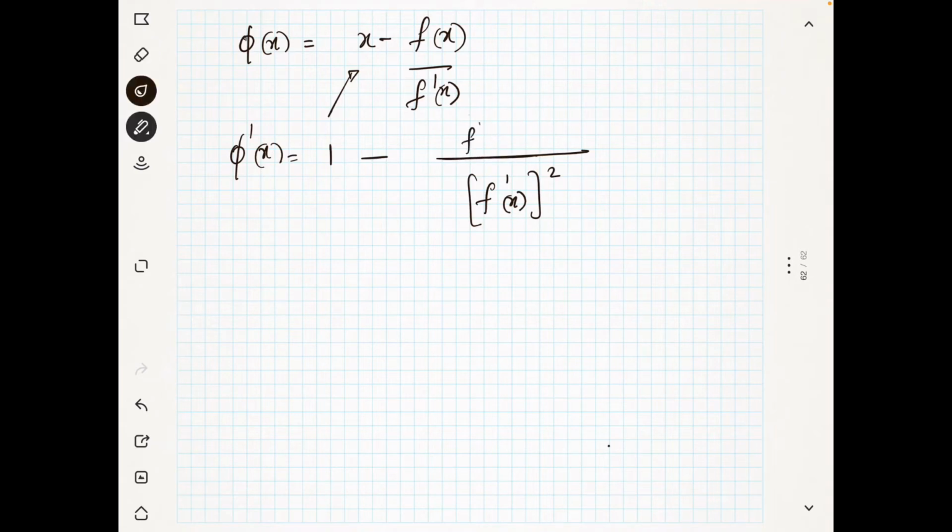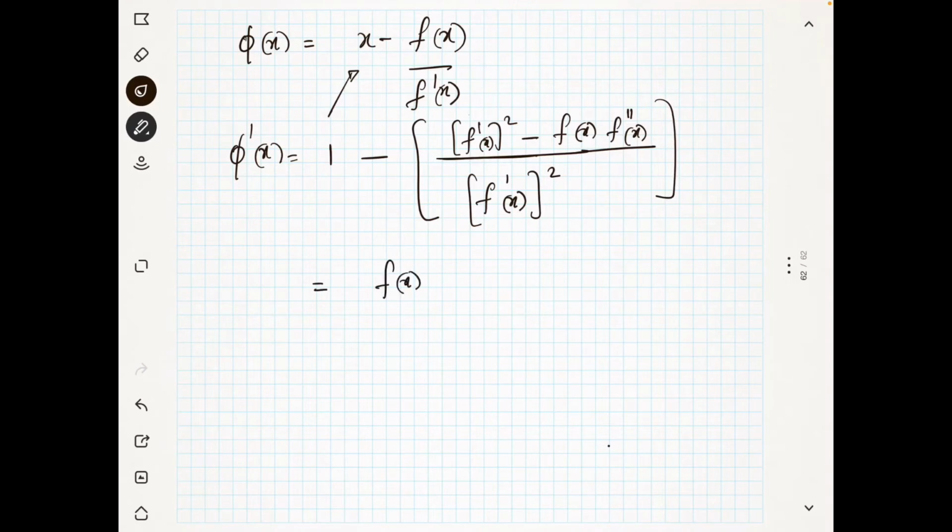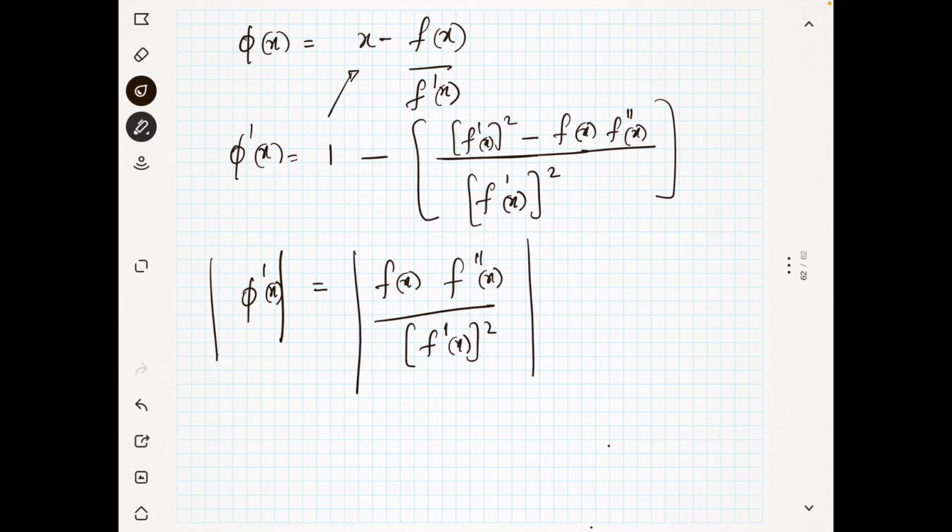So f dash of x the whole square minus f of x into the derivative of f dash of x, which is f double dash of x, the second derivative. If you simplify this, you will get f of x into f double dash of x divided by f dash of x the whole square. If I take the magnitude of this, it should be less than 1 for convergence.